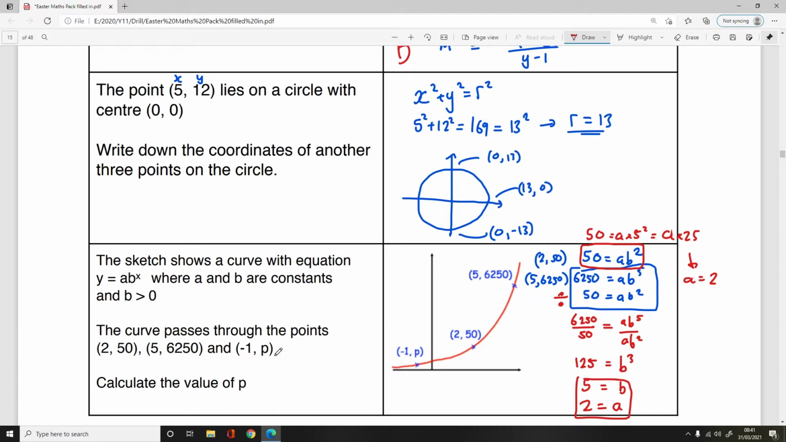Okay, so let's go back to the question. Calculate the value of p. So we know the equation is y equals 2 times 5 to the x. And for p, we know that x is minus 1, and p is the thing we're trying to figure out, which is y. So p is 2 times 5 to the power of minus 1. And then if we stick that in, we can get that p is 0.4, or 2/5 if you prefer.